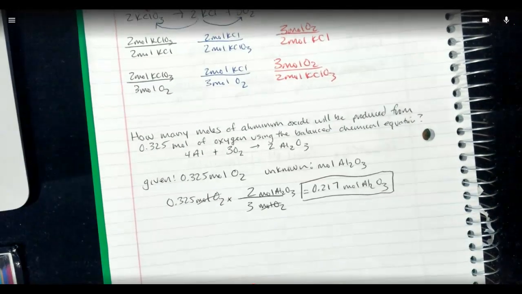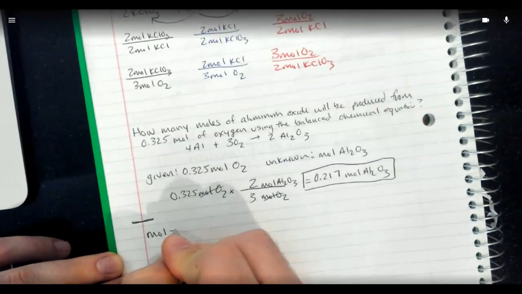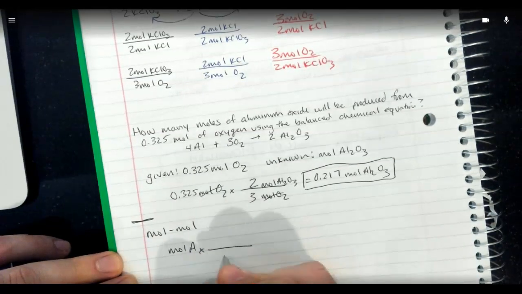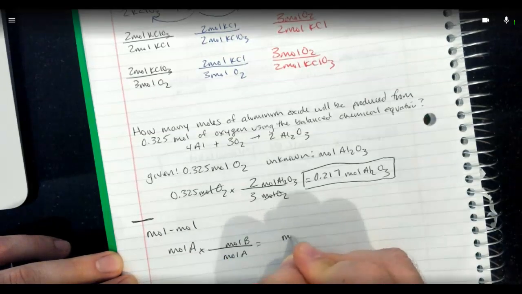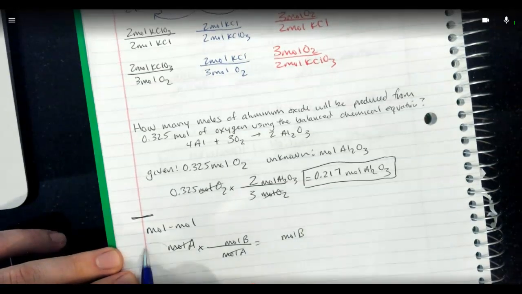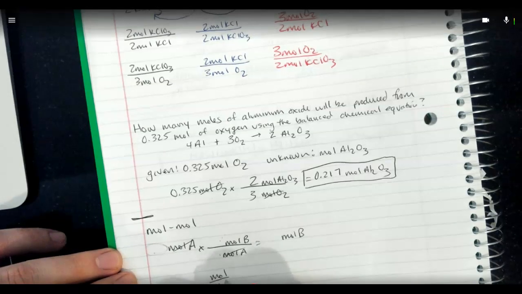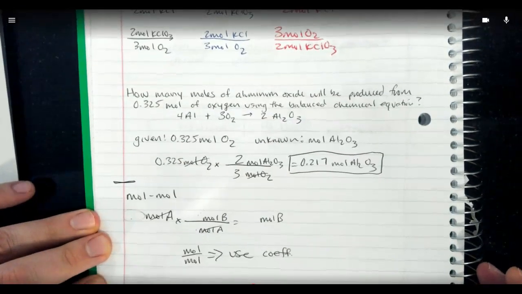Box or circle your answer. So just a reminder, when it's mole stoich, that means we're going to have mole of A. This drops down. Mole of B. This will give us mole of B. Those cancel out. The value here comes from the question. When we have mole over mole, use coefficients from the balanced chemical equation.